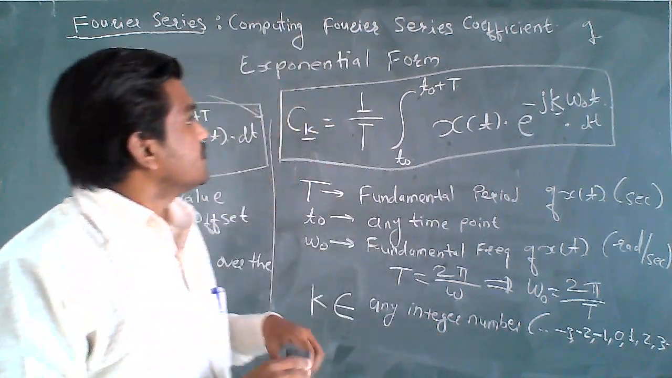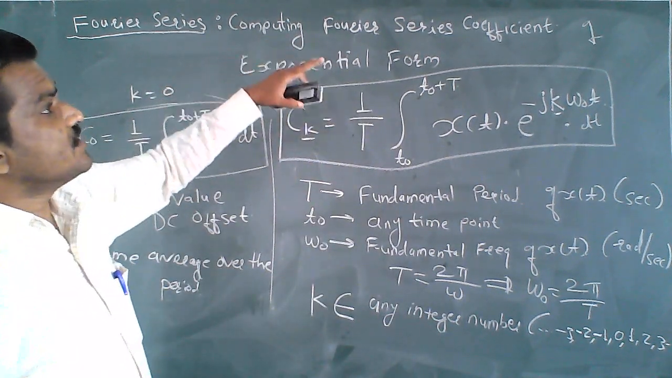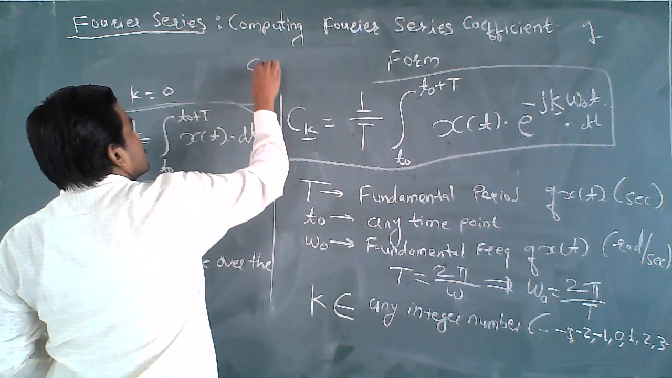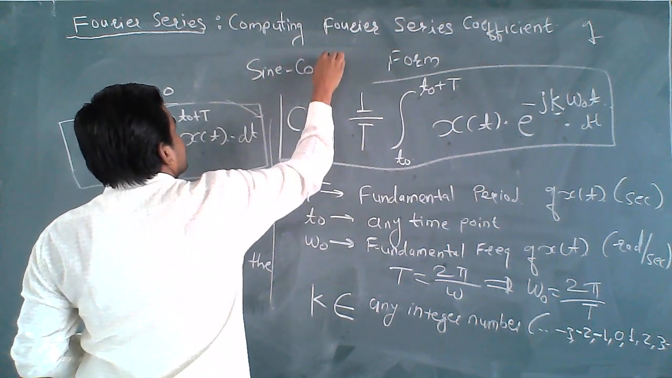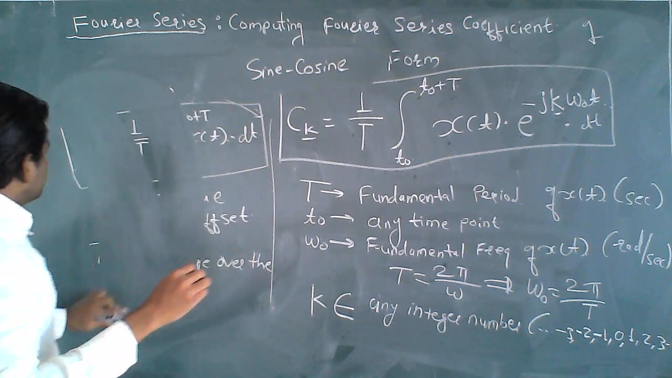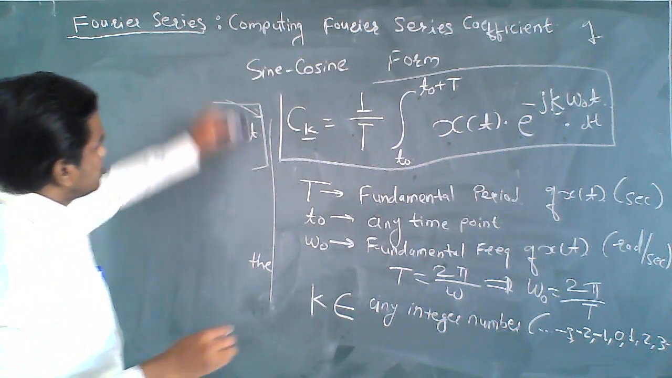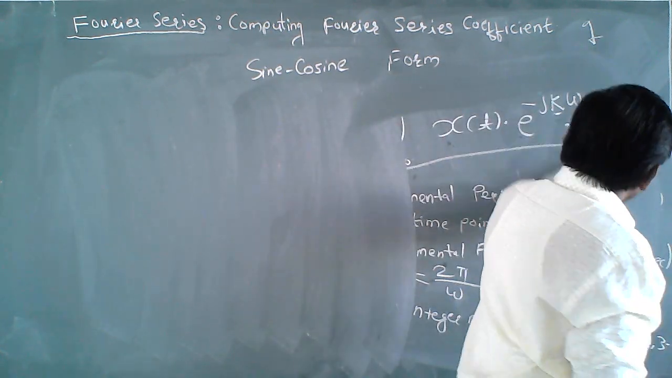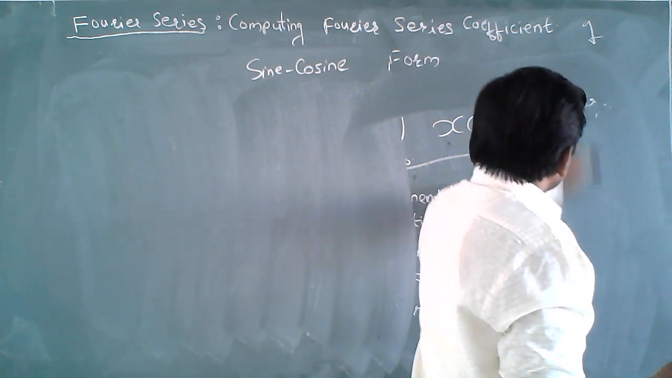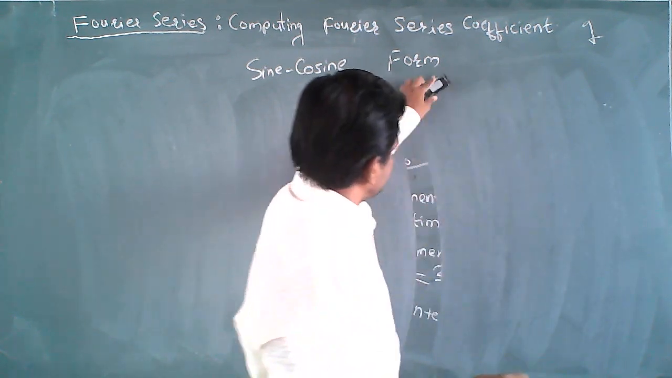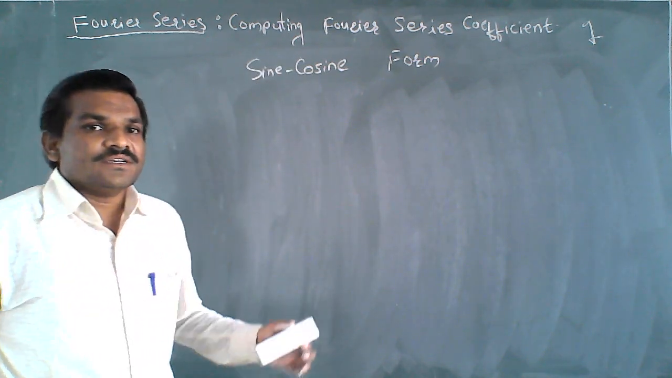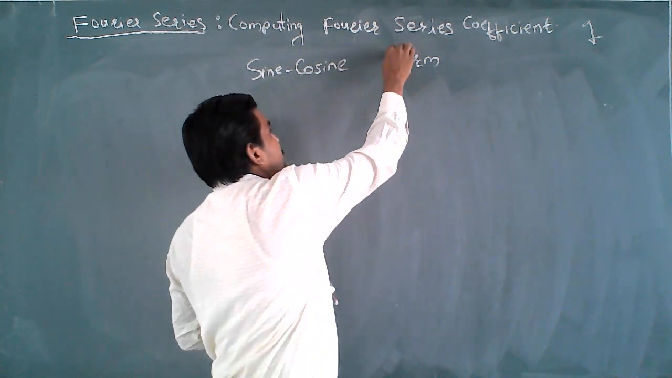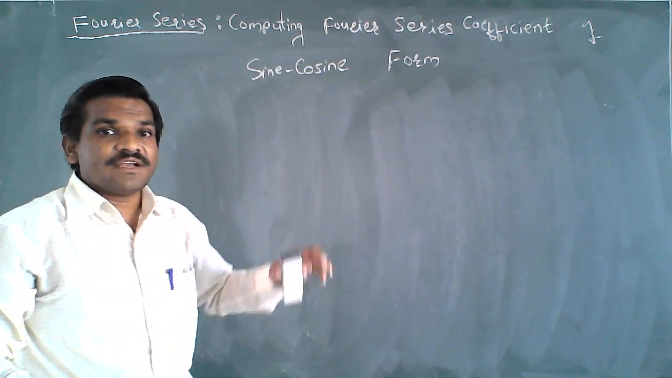Now, next time, we will see how to compute the Fourier series coefficients of sine cosine form. In the previous video, I showed the three forms in total. One is your sine and cosine form. I will write down the equations for that.